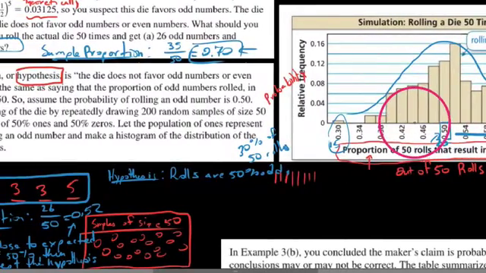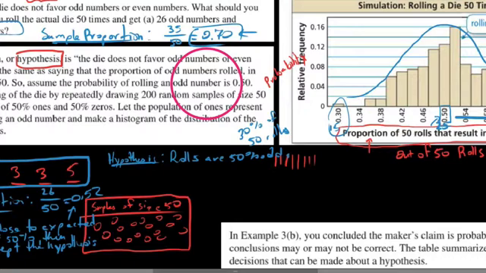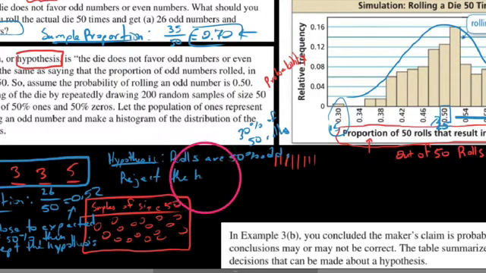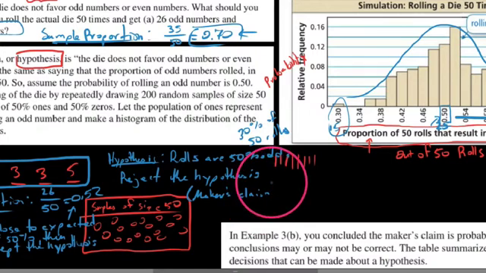So what I would tell you is, if I had a die that I rolled 50 times and 35 of them came out odd, I might reject the maker's claim, reject the hypothesis. We're going to write "reject the hypothesis," with the maker's claim in parentheses, because the maker's claim was that 50% of the time it should be odd. And here you are getting this. So I'm saying I think your die is not fair.